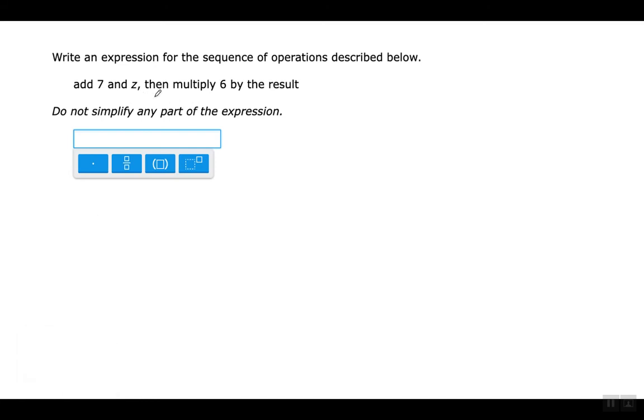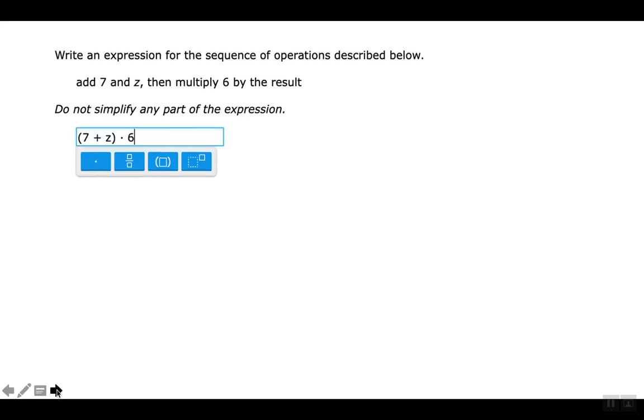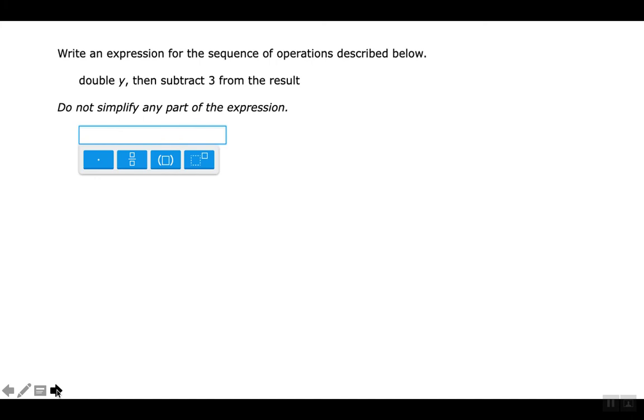Add 7 and z, then multiply 6 by the result. Add 7 plus z, you should put it in parentheses, and multiply 6 by the result. Okay? Sumar 7 y z y multiplicar 6 por el resultado. That's how I wrote my answer and it was correct.